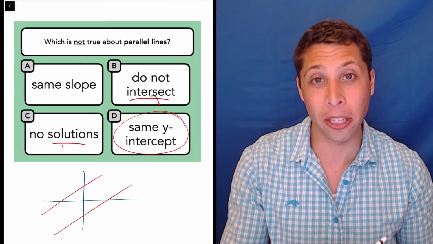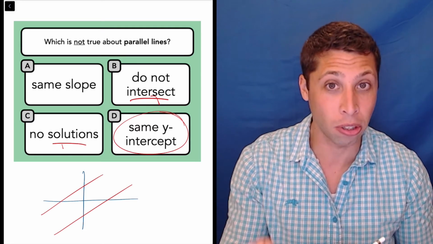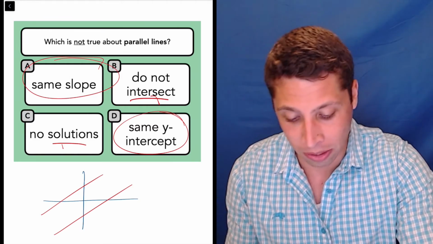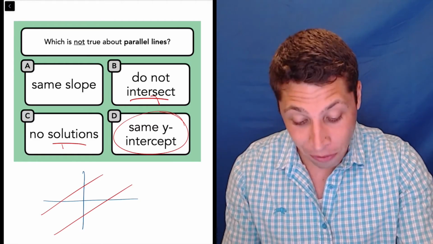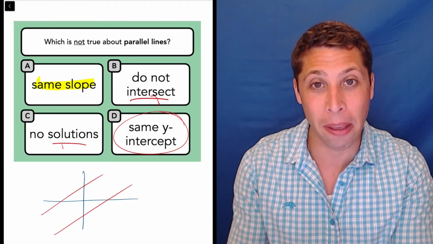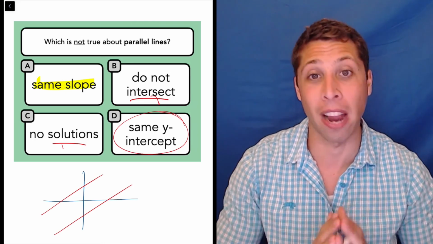So most of the time when they talk about parallel lines or they say that two equations have no solution or the same slope, your job is to focus on the slope, okay? Make them in y equals mx plus b form and set the slopes equal. That's going to solve pretty much every question that you would get.